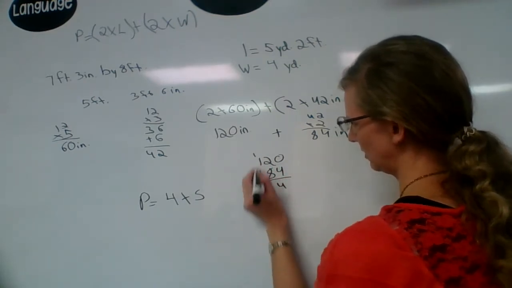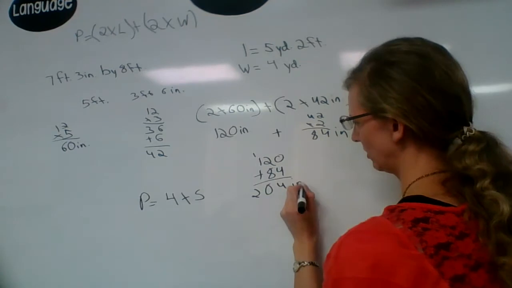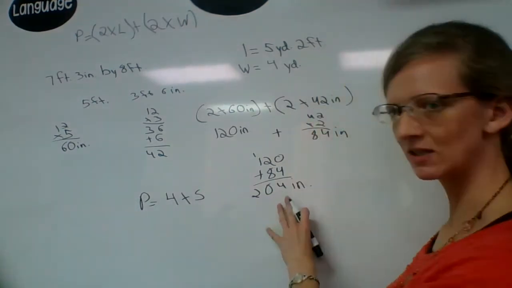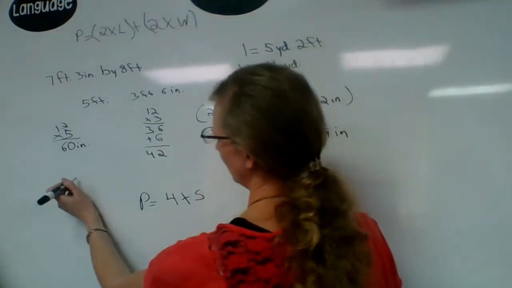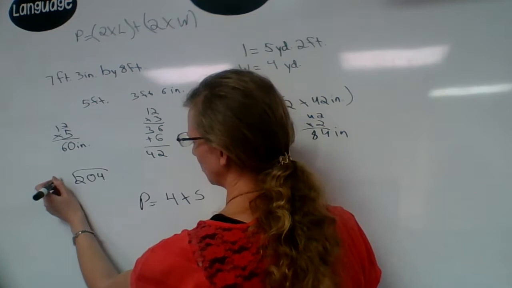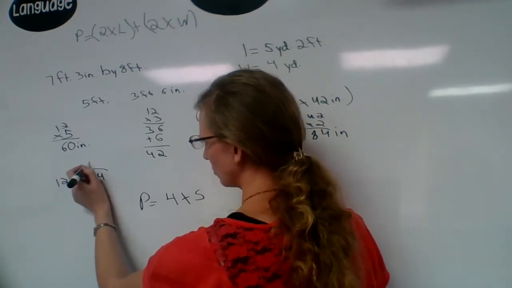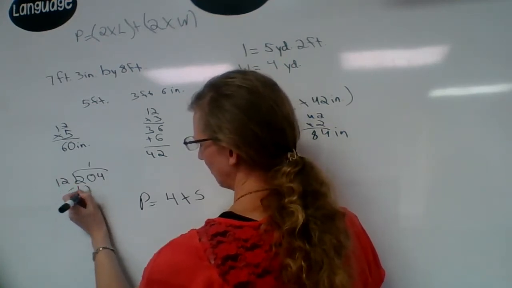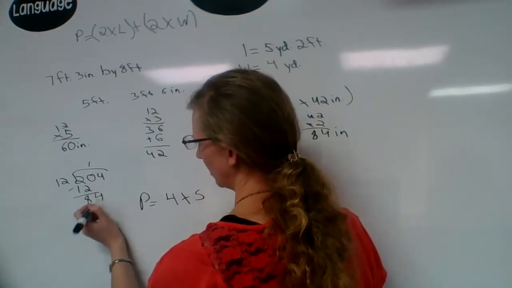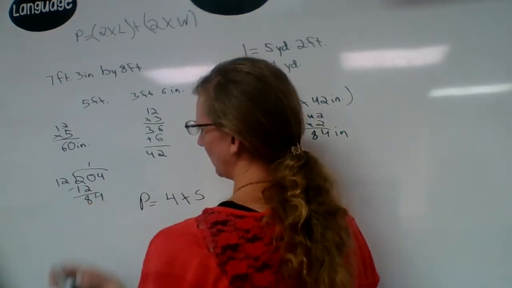is 204 inches. Okay, so you have 204 inches, and then if you wanted to make that into feet, you know that there are 12 inches in a foot, so you would divide that by 12. 12 goes into 20 once, minus 12, 8, bring down a 4. 12 goes into 84.